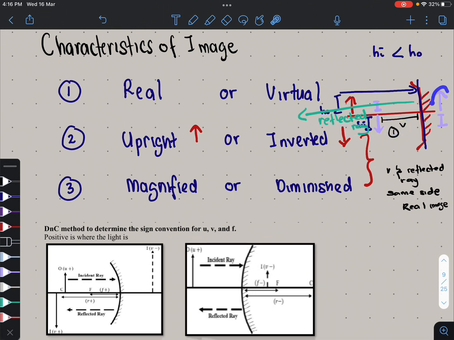However, if your image is formed dekat sini, image ada dekat sini, reflected ray kita berada di hadapan cermin, they are on the opposite sides of the mirror, maka ini adalah virtual image. So this image here is a virtual image. Kenapa? Sebab V dan juga reflected ray kita are on opposite side, therefore virtual image. Okay, so this is how you deduce the characteristic, either dia real ataupun virtual.